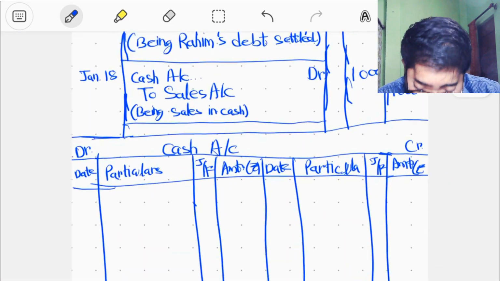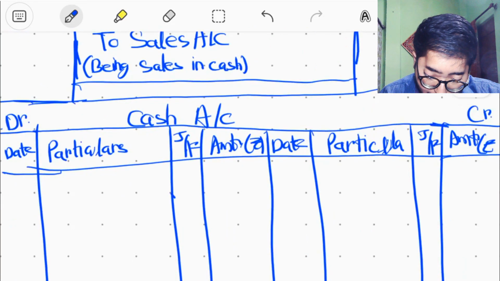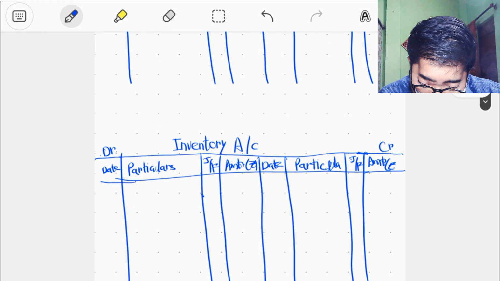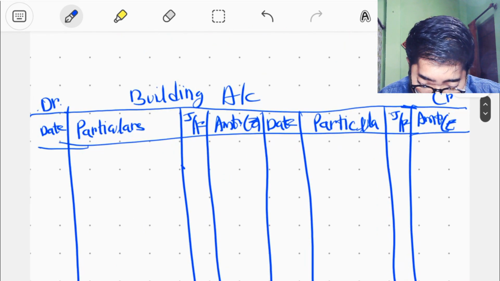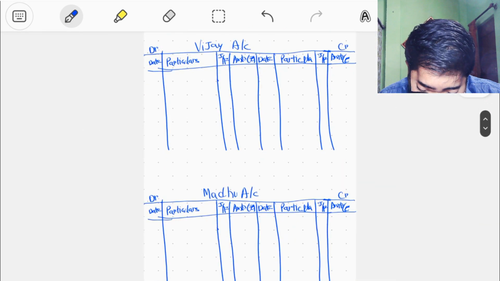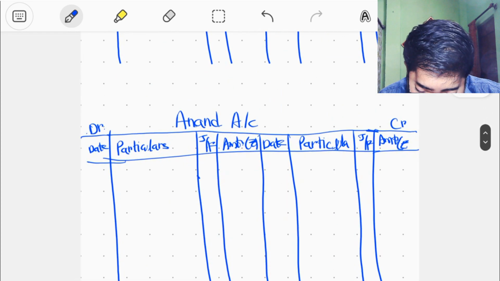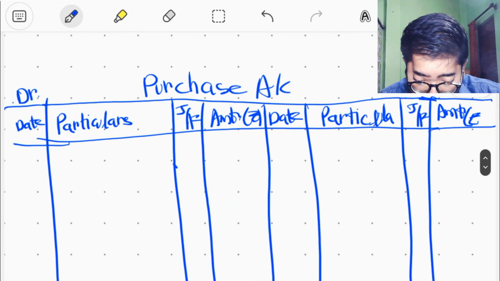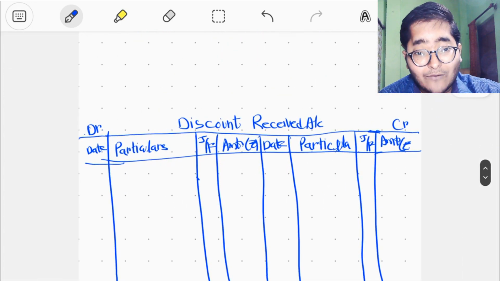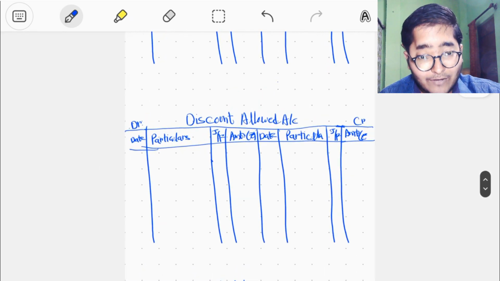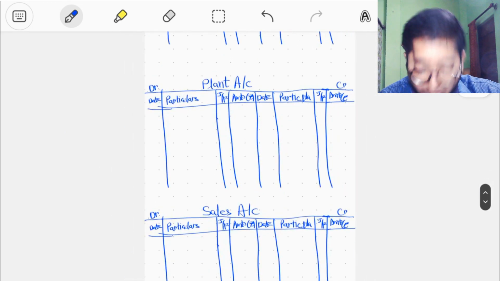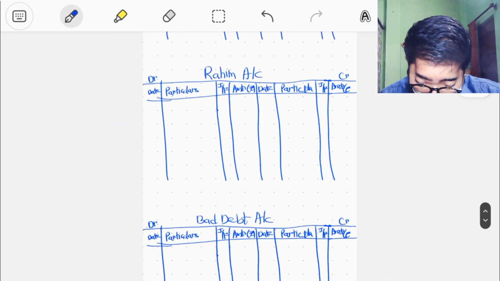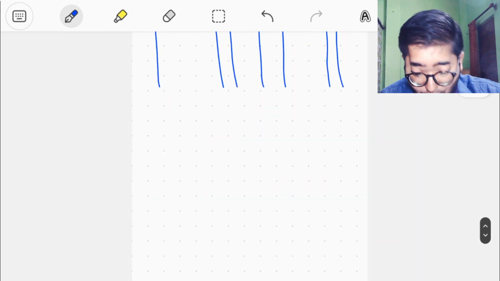So let me show you the accounts. First one, cash account, then bank account, then comes inventory account, then building account, then Vijay account, next Madhu account, then Anand account, next capital account. Next comes purchase account, then discount received account, then discount allowed account, next plant account, then comes sales account, then Rahim account, bad debt account. So our accounts are made.